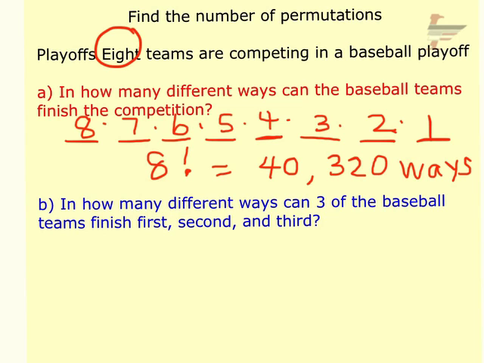So really, if you want to know in how many ways you can order something, and you want to use every single possible thing, in this case teams, then it's always just that number factorial. However, in part B, it says how many different ways can 3 of the baseball teams finish first, second, and third. Well, now I'm only looking at the first 3 finishing positions. Technically 8 teams can finish first, but then somebody gets first place, so only 7 teams can get second, and somebody gets second place, so there's only 6 teams left to get third place.